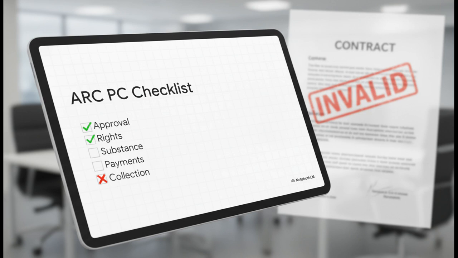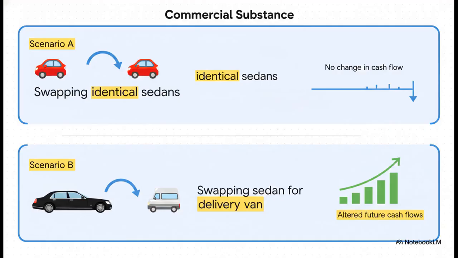Now, here is the absolute golden rule. If even one of these 5 criteria fails or is broken, the contract is completely invalid for revenue recognition. No exceptions. Let's actually zero in on that middle one for a second. Commercial substance. What does that actually mean in plain English? It means the transaction must fundamentally change the nature, timing, amount, or risk of your business's future cash flows.